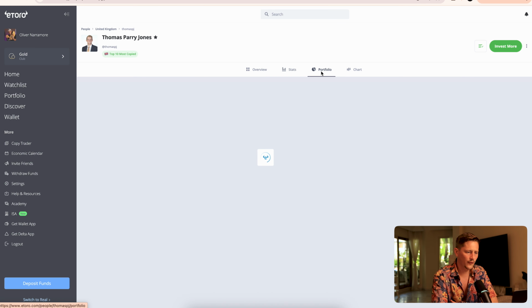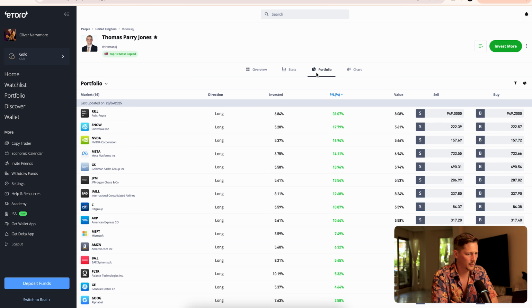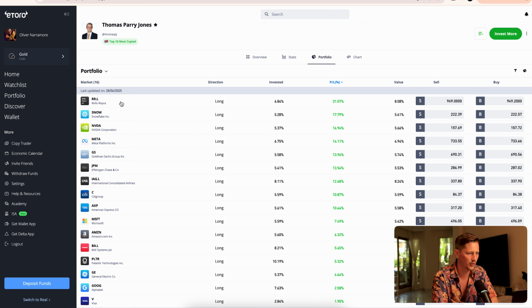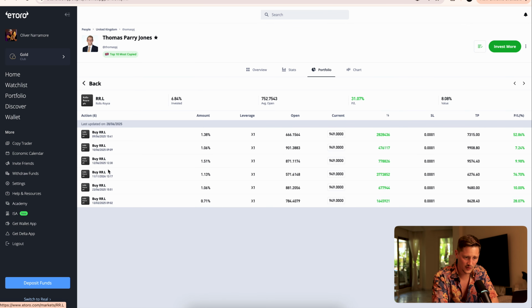Now moving on to the portfolio. If you click on the portfolio section, you're going to have a list of all of the stocks that they've got in there at the moment. Okay, these are all of their open positions. So let's have a little look at Rolls-Royce, for example. You can see how many trades he's got open, the current profit that he's got on there or loss.